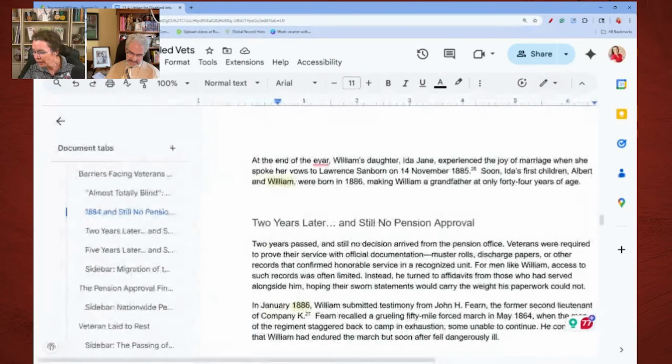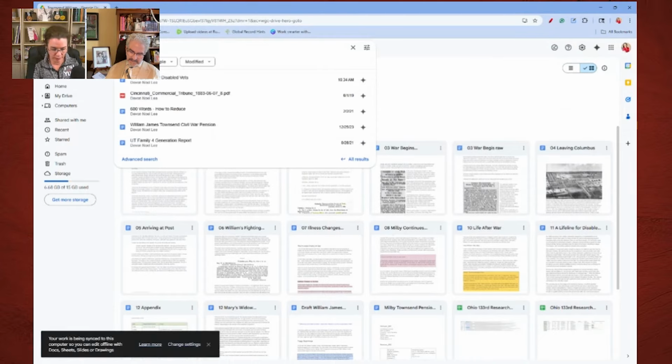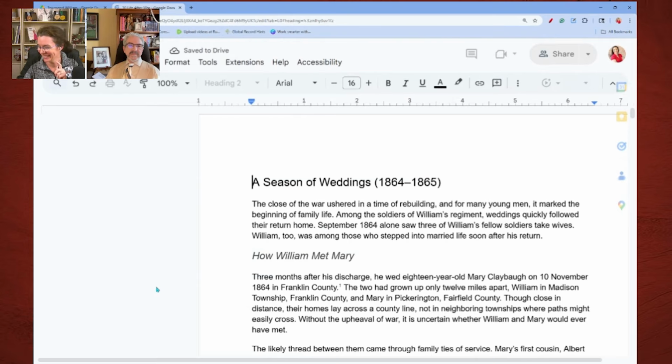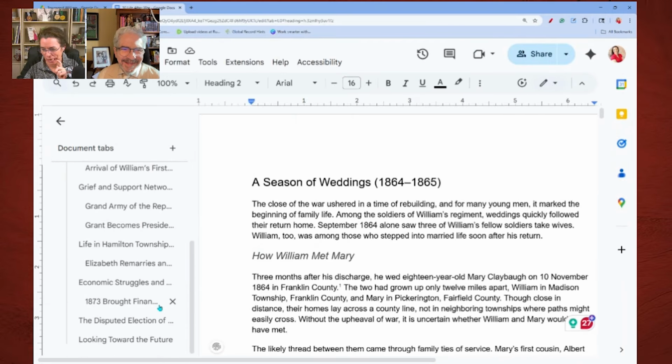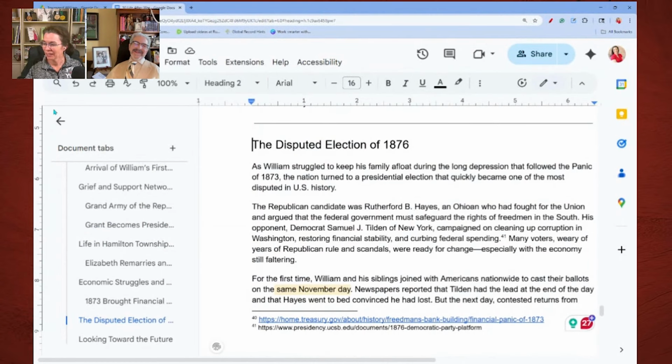I'm trying to find the election. Maybe it's not in that one. Let me try election. That might be too recent. Life after war, that sounds like the right chapter. Because when I came across this one election story, I was like, I have to put that in there. Disputed election of 1876.